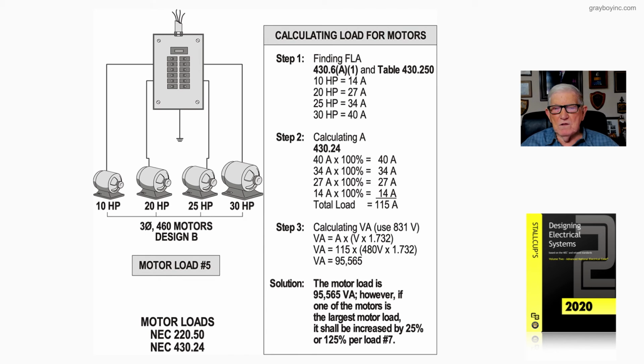But now notice, if one of the motors happened to be the largest motor load, which would be the 40 amp, 30 horse, then you would multiply it by 25% in the last calculation that we make, or you just figure the 40 amps at 125%. You could go either way. We just use the 125% in the final total.